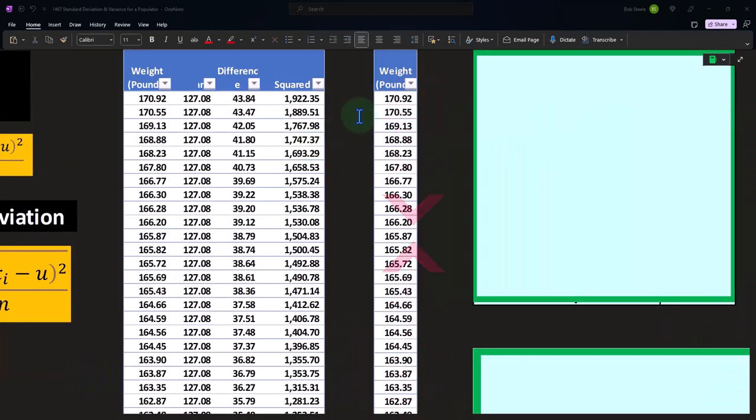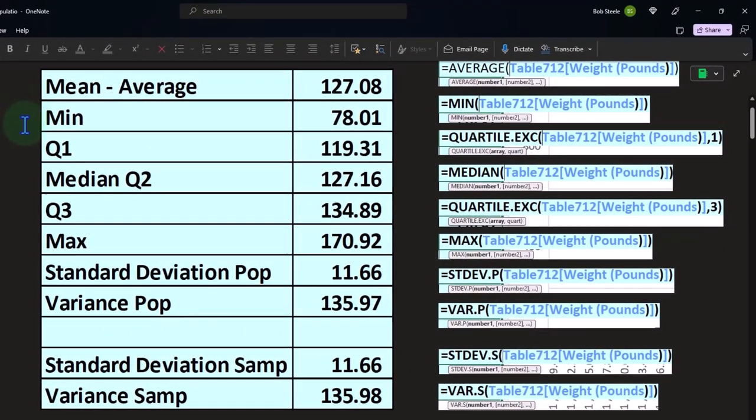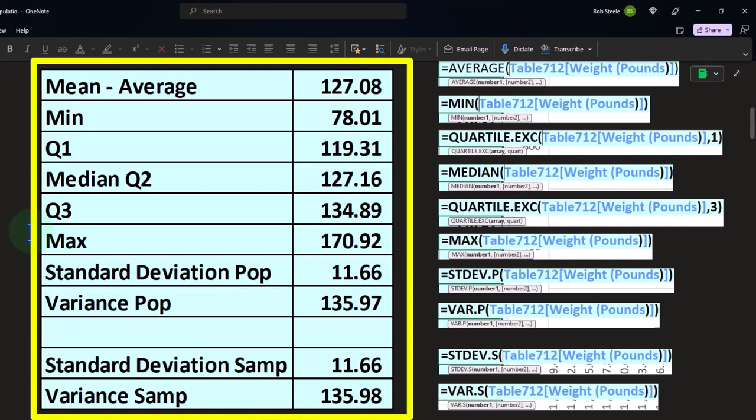In this data set, what I have done is taken the same data set of weight, but then removed some of the numbers in the middle, resulting in two data sets that are very similar but different. And the reason this could be useful is because when we look at our statistics over here, the average, the min, quartile 1, the median, quartile 3, and the maximum, those give us a sense in and of themselves about the data set.